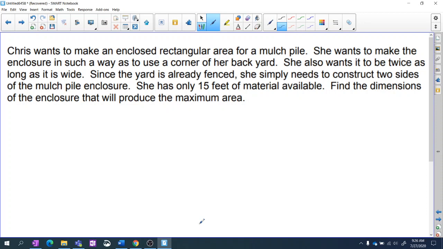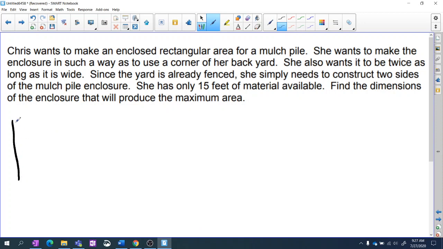Okay, so the next one we look at is going to be very similar to the last couple we've just done. It's talking about Chris, who wants to make a rectangular area for a mulch pile. She wants to enclose it in such a way to use the corner of her backyard. She wants it to be twice as long as it is wide. The yard is already fenced. She simply needs to construct two sides of the mulch pile enclosure. And she only has 15 feet of material available. Find the dimensions of the enclosure that will produce the maximum area.